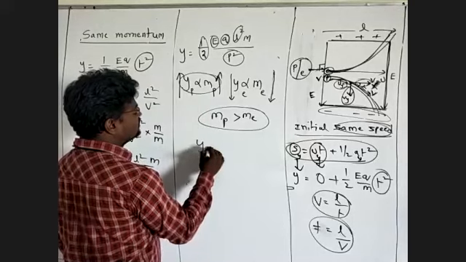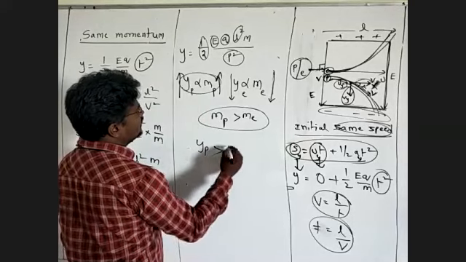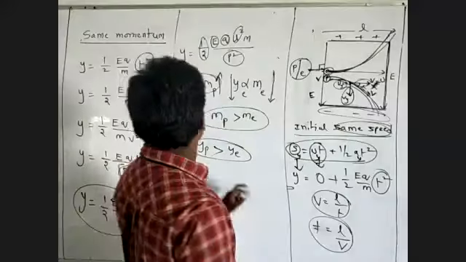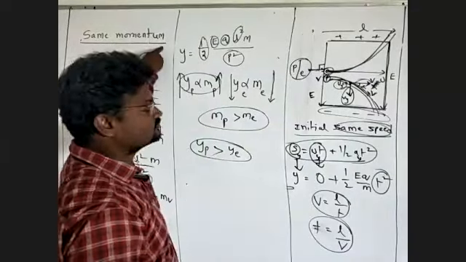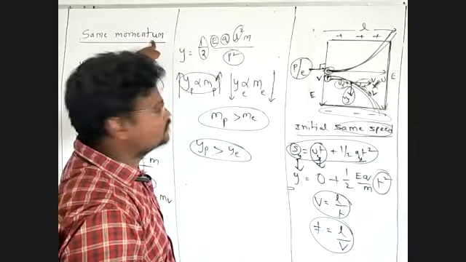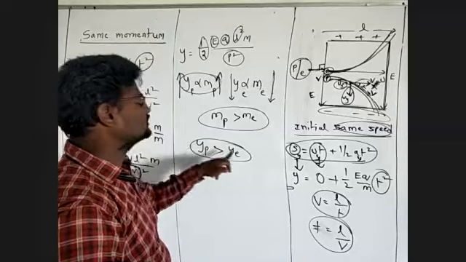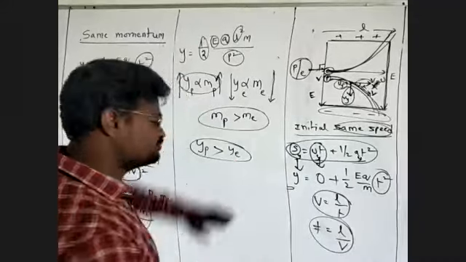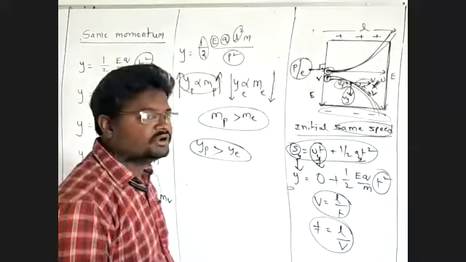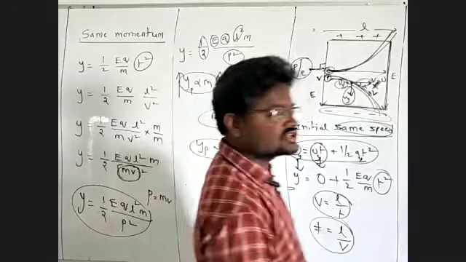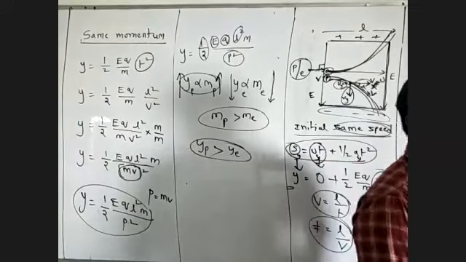Now the conclusion is yp is greater than ye in this situation. When is this possible? When both charges initially have the same momentum, yp is greater than ye. Now the next condition is same kinetic energy.